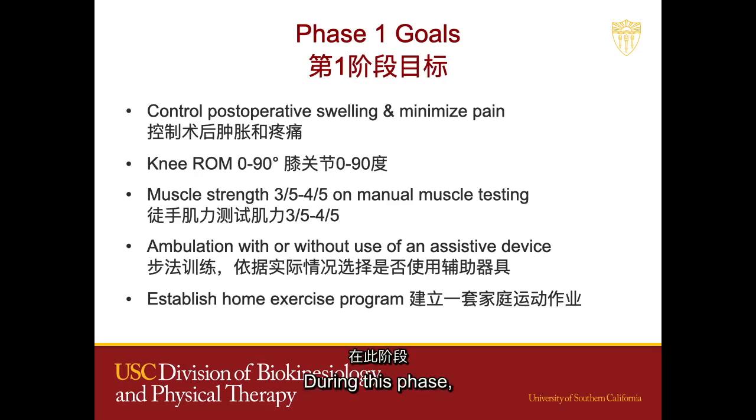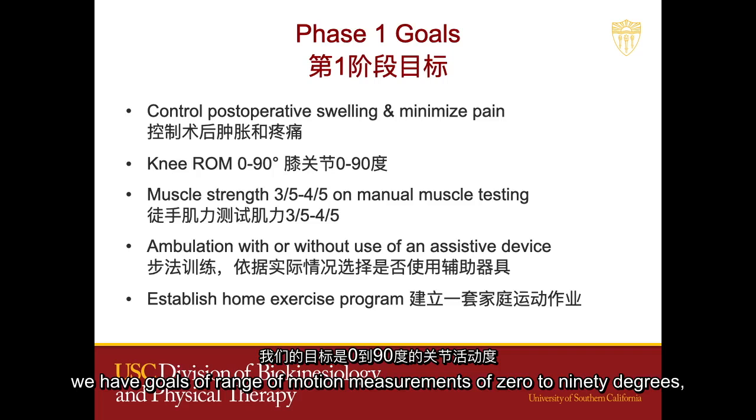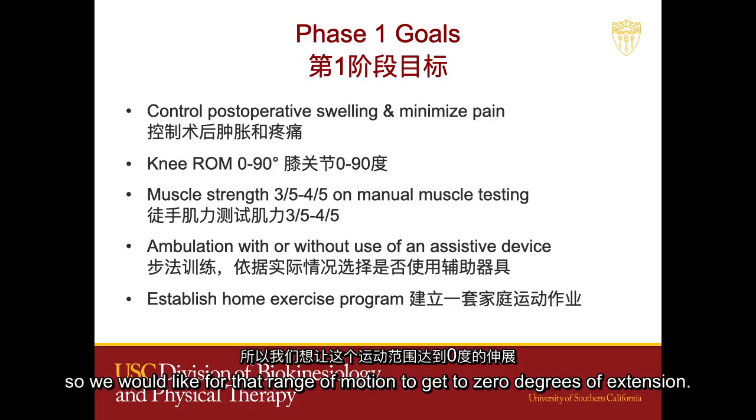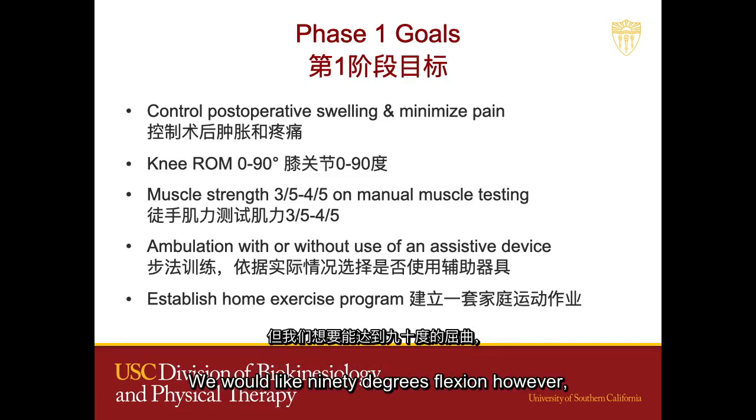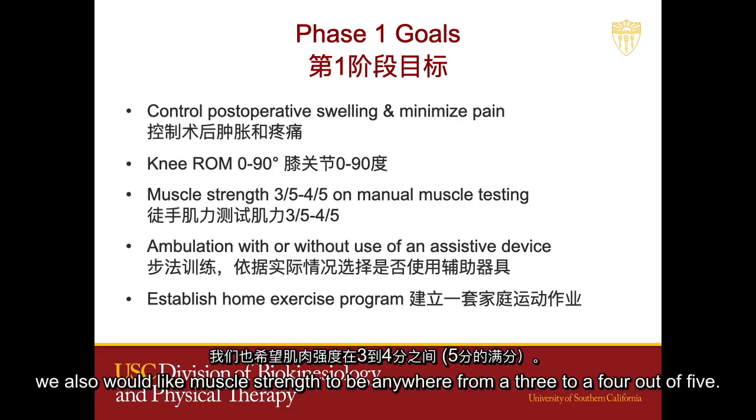During this phase, we have goals of range of motion measurements of 0 to 90 degrees. So we would like for that range of motion to get to 0 degrees of extension, but we don't necessarily get to that, and that's okay. You'll see that by the end of this phase, if we're not there, it's okay. We would like 90 degrees of flexion, however. We also would like muscle strength to be anywhere from a 3 to a 4 out of 5.